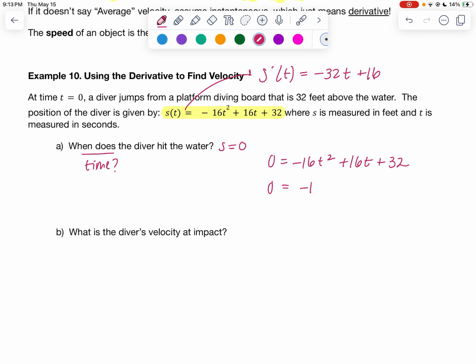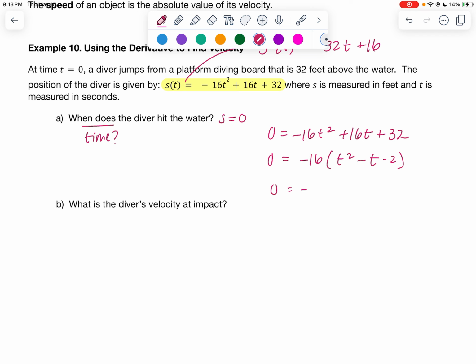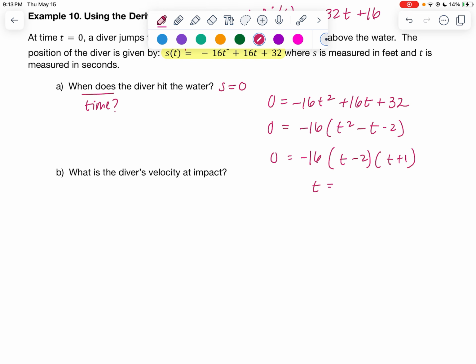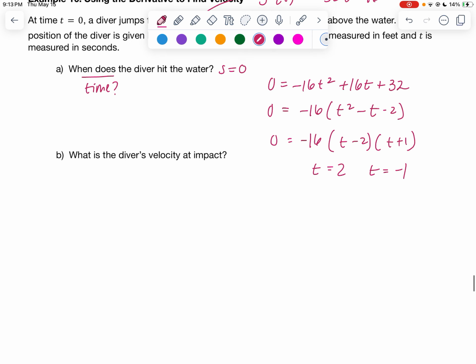I could take out negative 16, and we get t squared minus t minus 2, and then I can factor it. That's t minus 2 times t plus 1. So then I get t equal to a positive 2, and t equal to negative 1. I can't have negative seconds, so we're looking at 2 seconds.